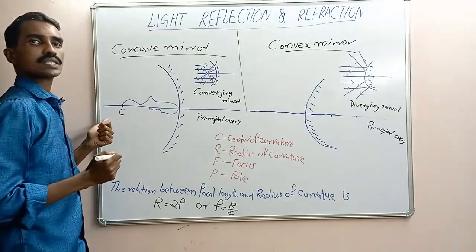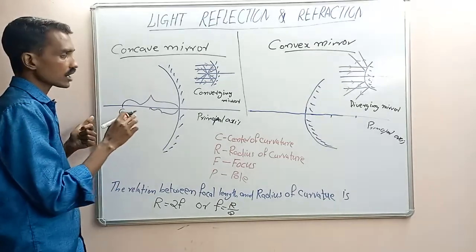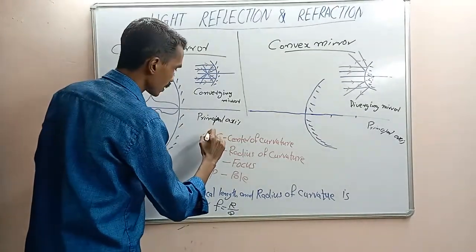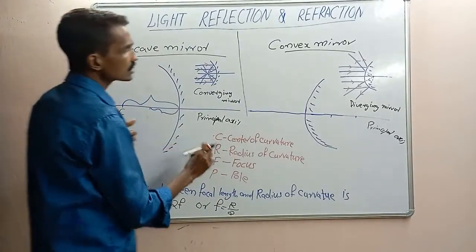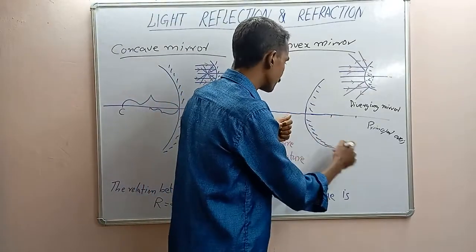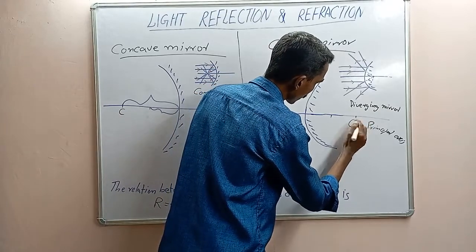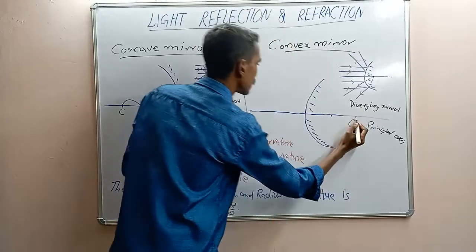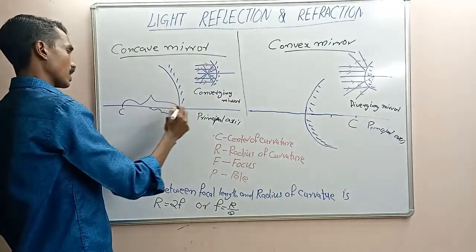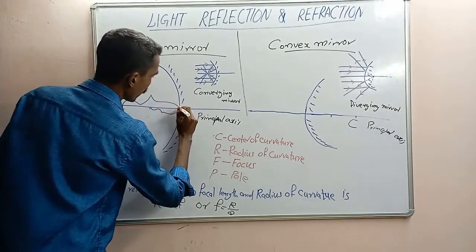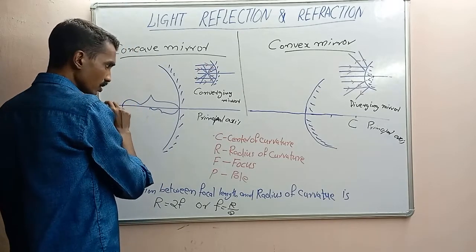This is known as the center of curvature, notated as capital letter C. Okay, capital letter C. The full sphere has a center, that is known as the center of curvature, capital letter C.